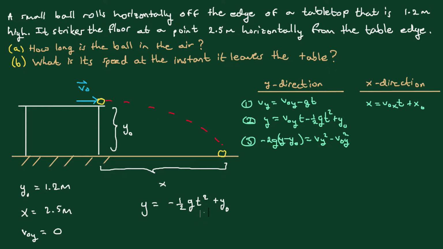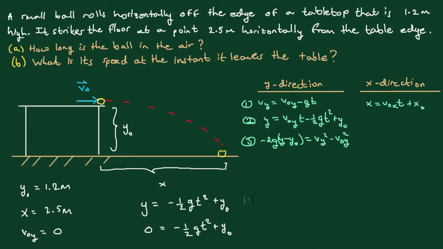The reason I say we only have one unknown is because we already know what the value of y is going to be once the ball strikes the floor. Once the ball strikes the floor, y is going to be 0, that is, the height above the ground is going to be 0. So we can plug in 0 for y, and we'll have 0 is equal to minus a half gt squared plus y0, where y0 is the height of the tabletop. Now keep in mind that this height is already provided to us as 1.2 meters.